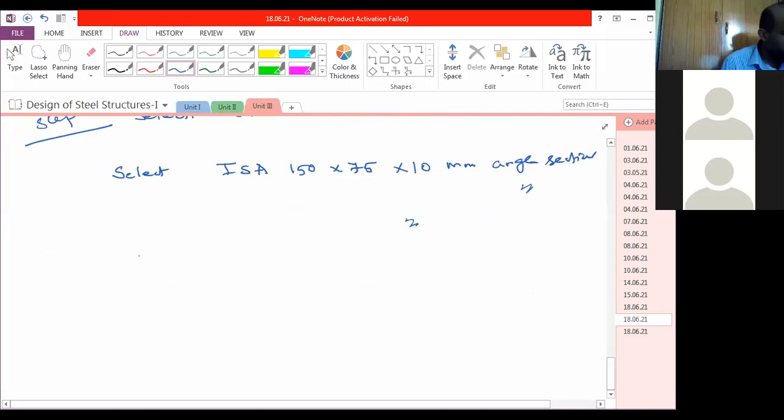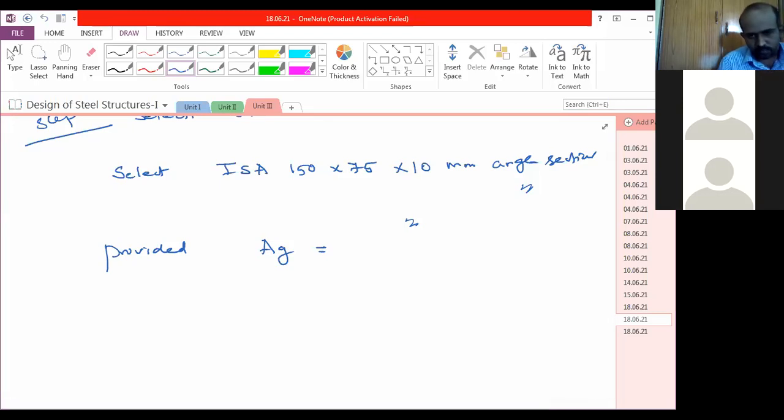So we have selected the section. Am I right? Then how much is the area of the cross section? Provided AG, how much? Anyone can tell me? For ISA 150 by 75 by 10, the provided area is 2156 mm square.